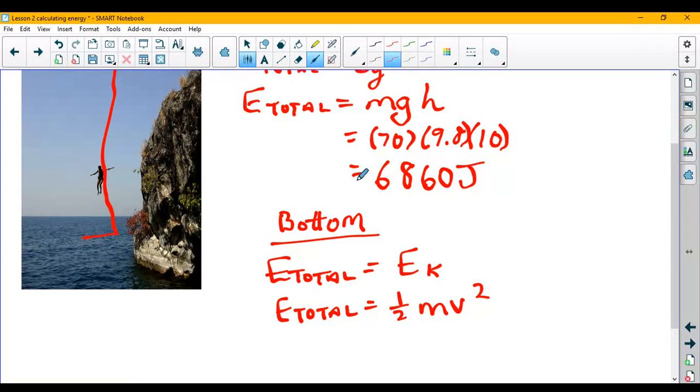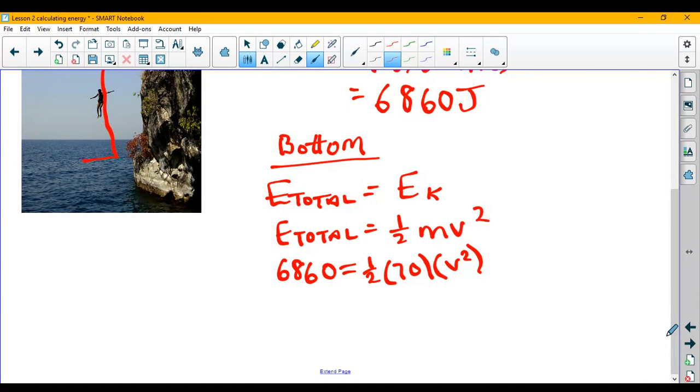It's right here. His total energy is 6,860. That's how many joules of energy he had. That equals 1/2 times his mass, which was 70, and then his velocity squared. Remember, I'm going to have to take the square root in order to find these answers. So I'm going to divide my half and my 70 over, and then I'm going to take the square root. So the square root of that is 14. So that means his velocity would be 14.